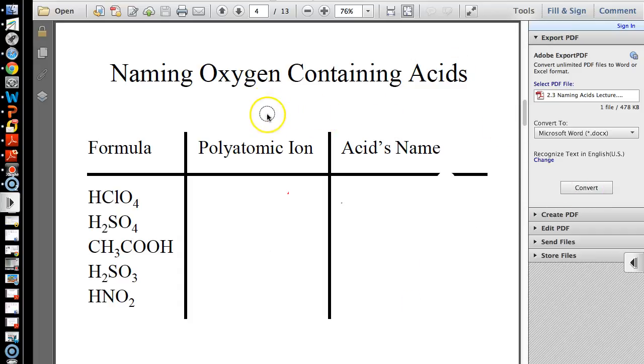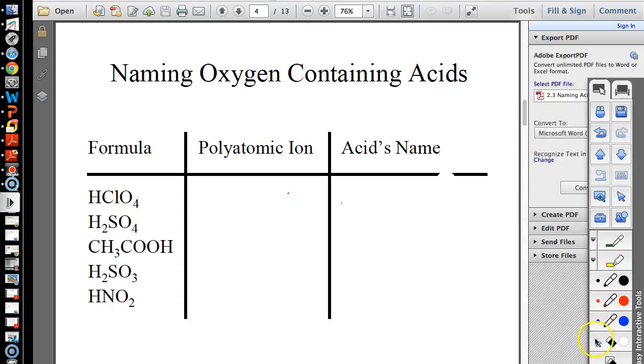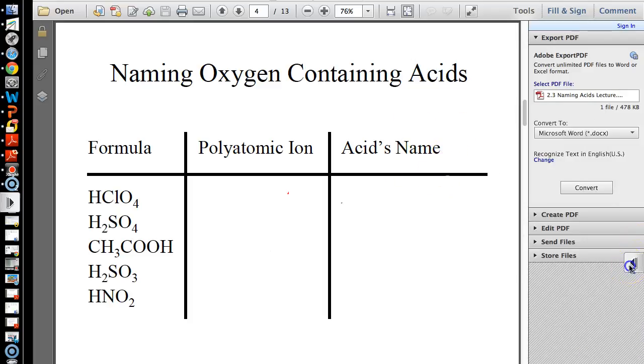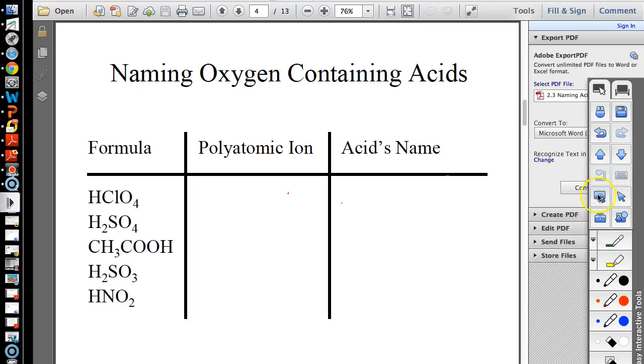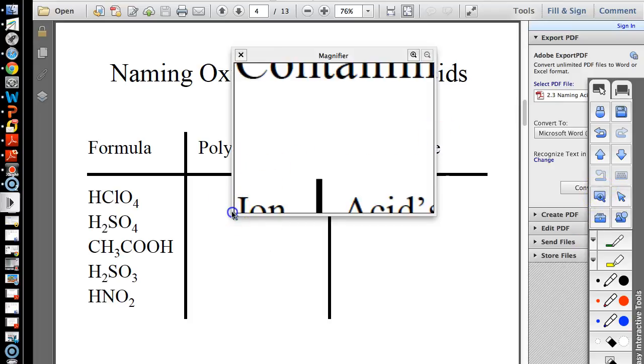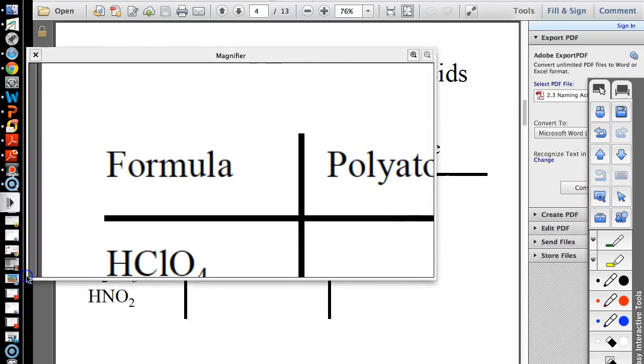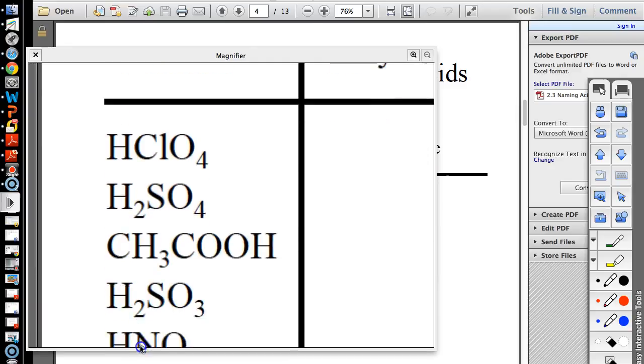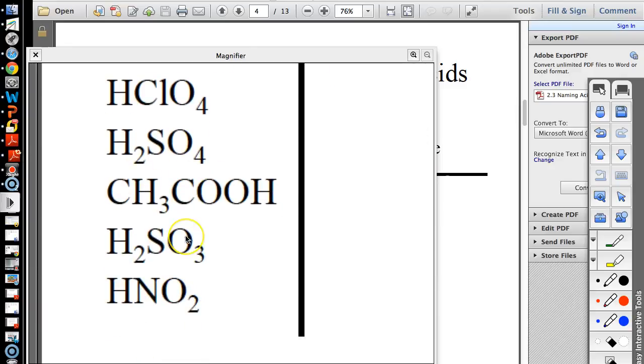So turn your paper over, don't be that kid. It all comes out in the wash. If you don't do your homework or you don't try in class, that's cute for a minute, but then it kind of shows itself later. So try your best. Here are your formulas. Give me the polyatomic ion and then the name of the acid.